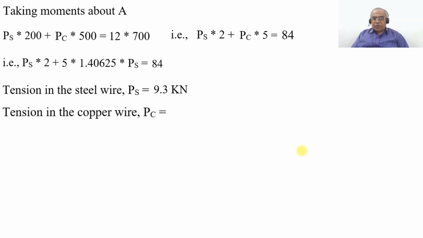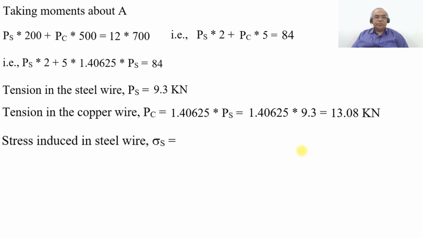So what is the tension in the copper wire? The tension in the copper wire PC will be equal to 1.40625 into PS. So 1.40625 into the PS value of 9.3 will be equal to, on simplification, 13.08 kilonewton.